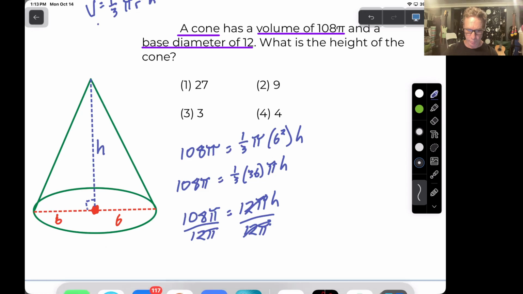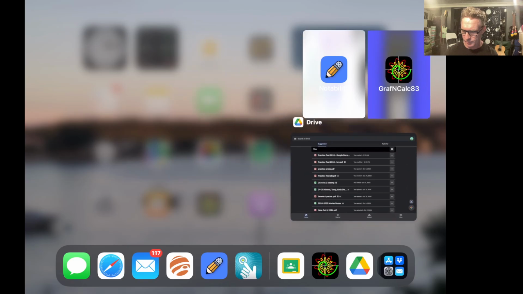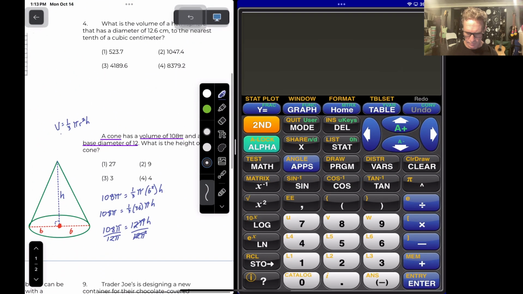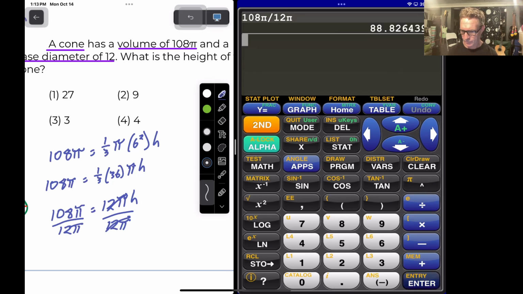Well, the pi simplifies to 1, but let's go ahead and plug that straight into our calculator. So let me grab our calculator. And we get 108 pi, whoops, divided by 12 pi. That doesn't look right. Definitely not. Because 108 divided by 12 is not going to be like 89 something. That doesn't make any sense at all.